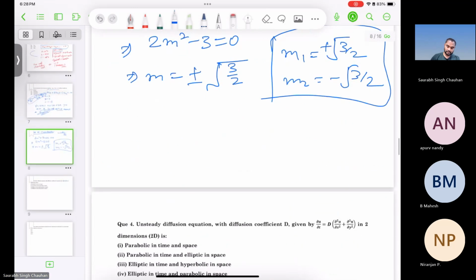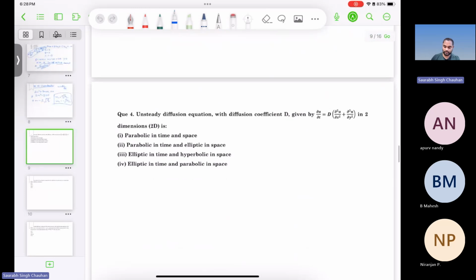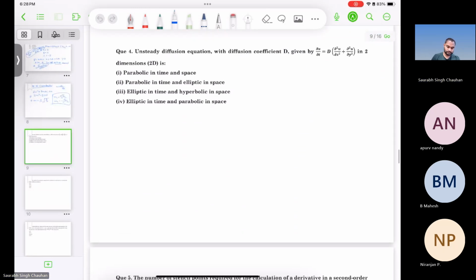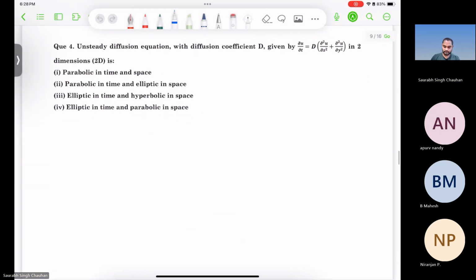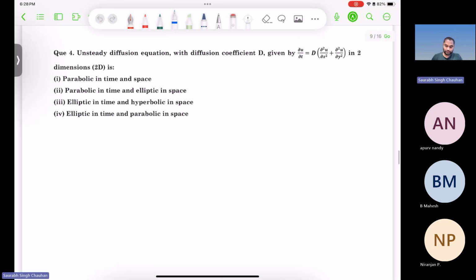Okay, I hope this is clear. If there is any doubt, then please ask, or we can move to this question. Question number 4. Okay, question number 4.